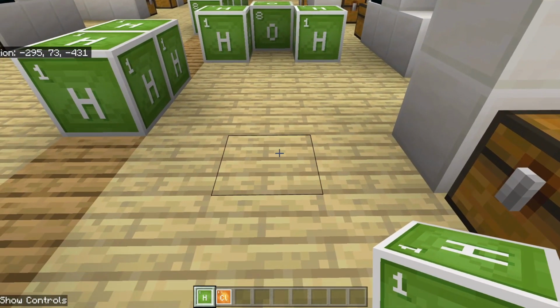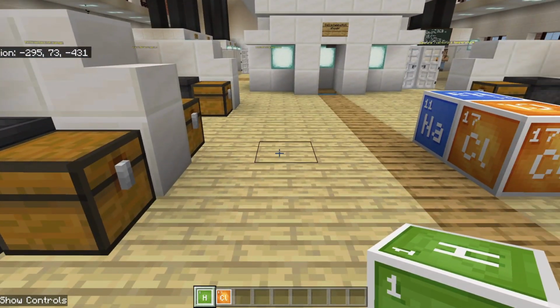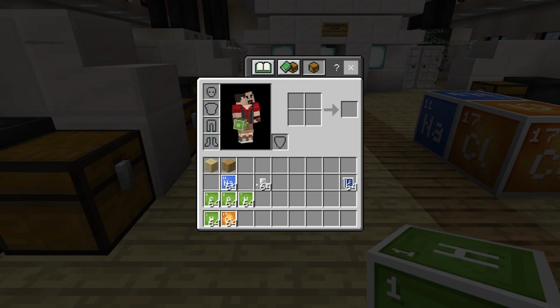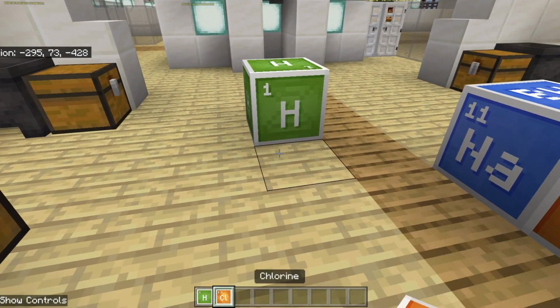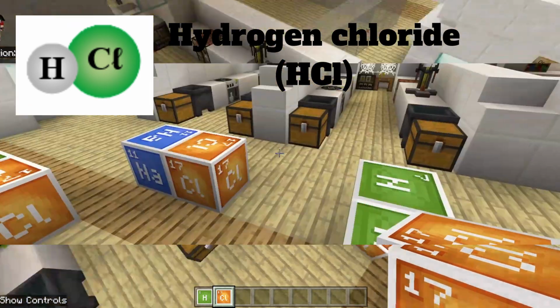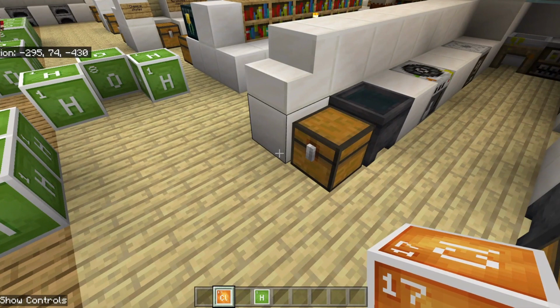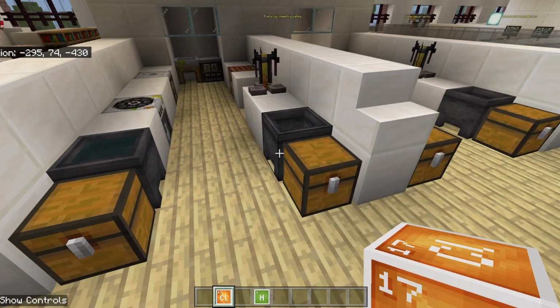Hydrogen chloride is 2 atoms, but it is a molecule of a compound like that one there. So for hydrogen chloride, you place 1 hydrogen, you place 1 chlorine, and then you have hydrogen chloride on that side. Okay guys, so the next compound we're going to be making is ammonia, and this one is going to be the last compound we're making now.